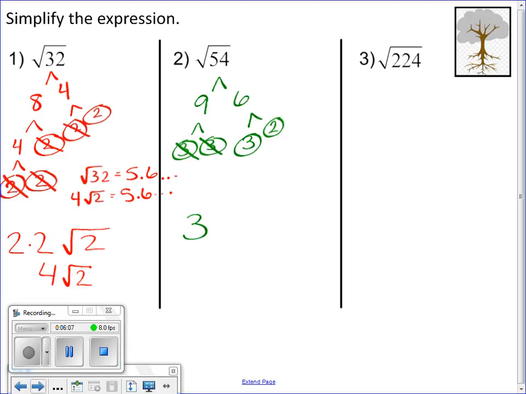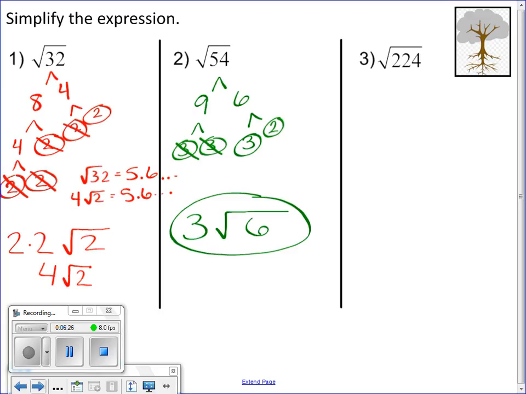They come out together, single 3. And then I got 2 single guys. They're going to stay inside. 3 times 2 is 6. Pairs come out as a single entity. Singles stay inside together.